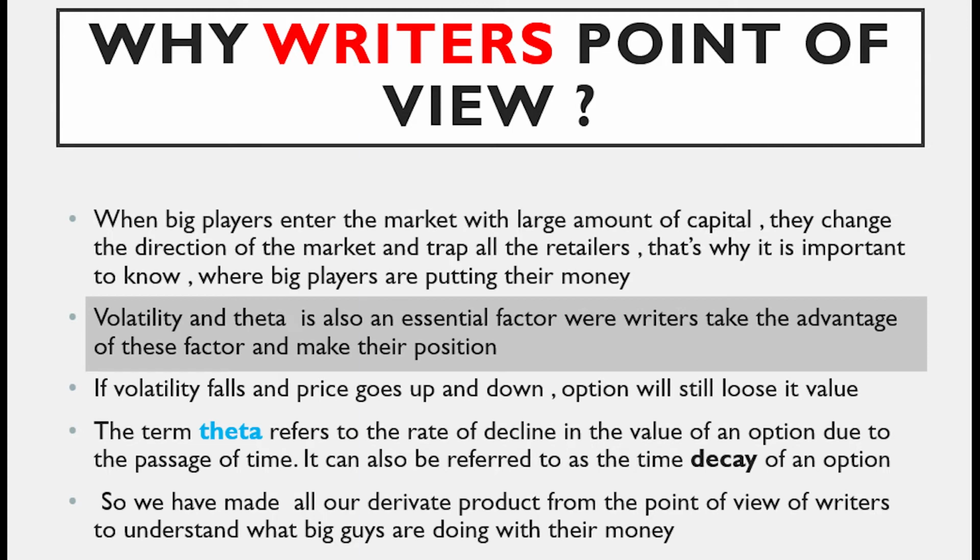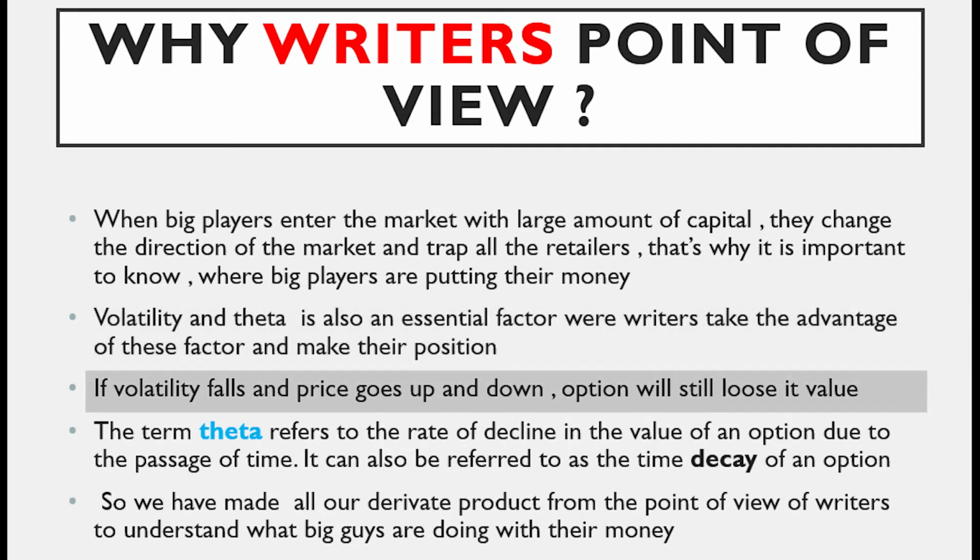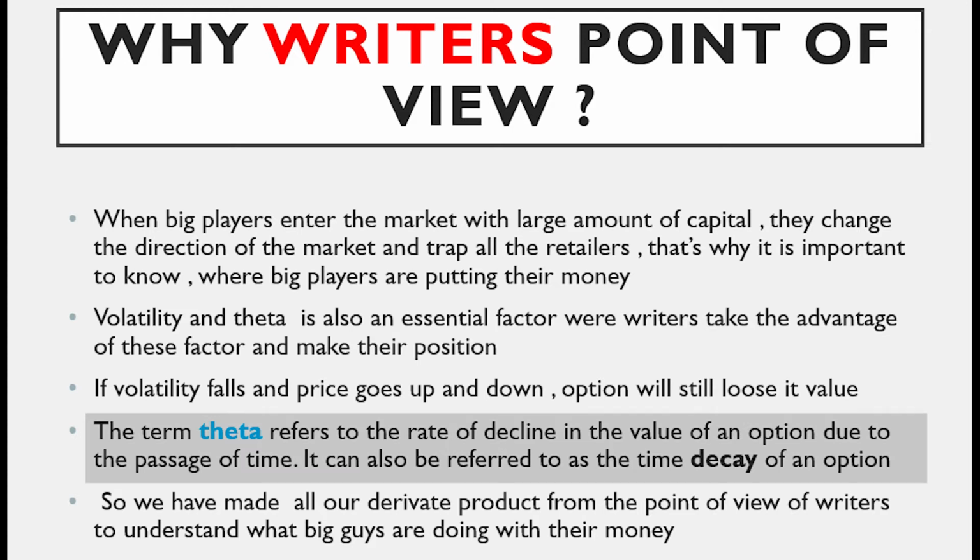Volatility and theta are also essential factors, where writers take advantage of these factors and make their position. For example, if volatility falls and price goes up or down, the option will still lose its value. The term theta refers to the rate of decline in the value of an option due to the passage of time. It can also be referred to as the time decay of an option.